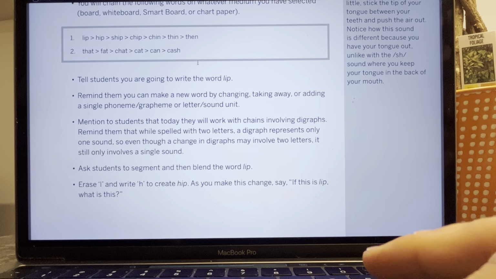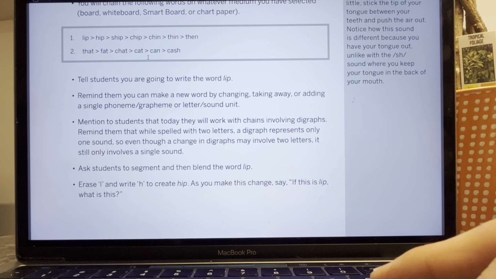Same thing with that, fat and shat, and we take out the beginning sound. What are we left with? We take out the beginning sound in cat. What are we left with? We're left with "at." What do we replace that c with? ch.